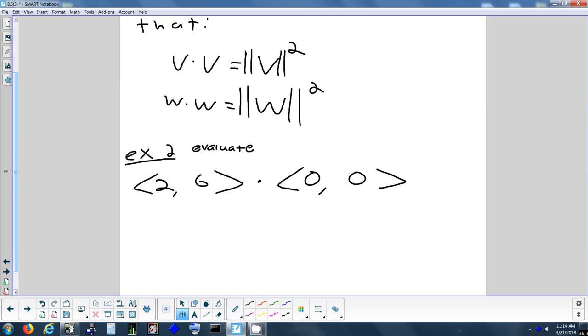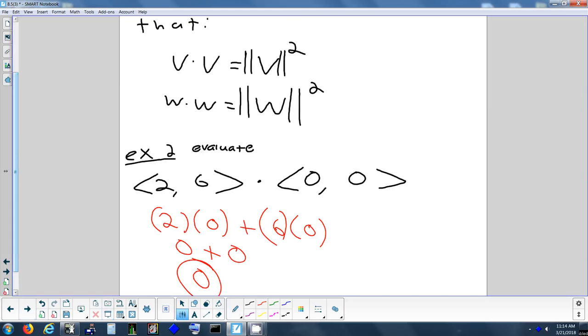Whenever you find a dot product, the answer is a number. It's 2 times 0 plus 6 times 0. That's the number 0 plus the number 0, which is the number 0, not the vector 0. Whenever you do a dot product, the answer is a number. It's never a vector. Never. The fact that the dot product came out to 0 means something special. We'll talk more about when you get a zero dot product. What does that mean? Any questions on how we got the dot product there?